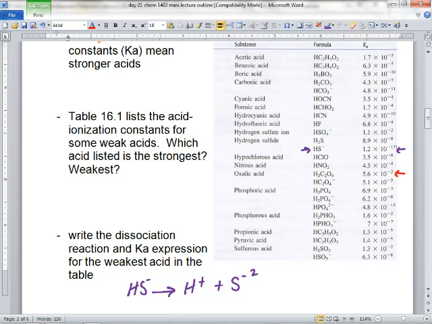Okay? And we're supposed to write the Ka expression also. Fine. That would be what on top, everybody? H plus and what do you call S negative 2? Sulfide, and then hydrogen sulfide. Okay.